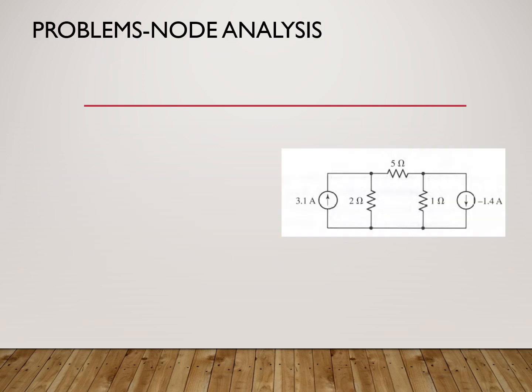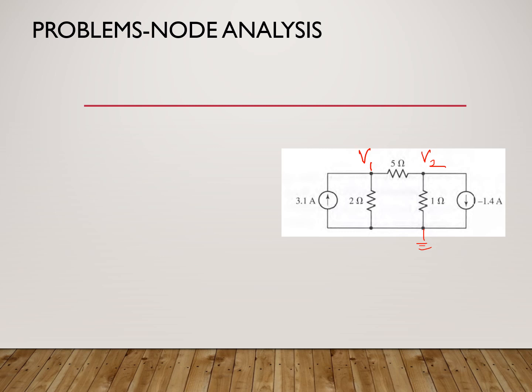Here we can see this is one node, this is another node, and this is the reference node. Marking out the voltages, I call this V1, this V2, and this one is the reference node. Even if I do not mark the ground symbol, it is okay, it is understood. So there are three nodes, like we said already.